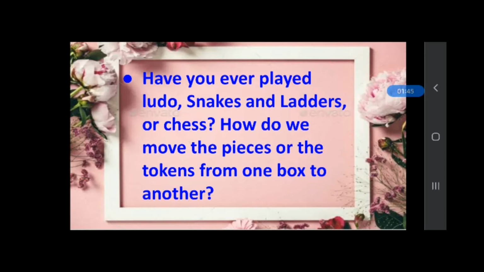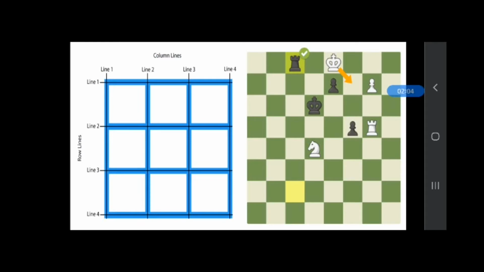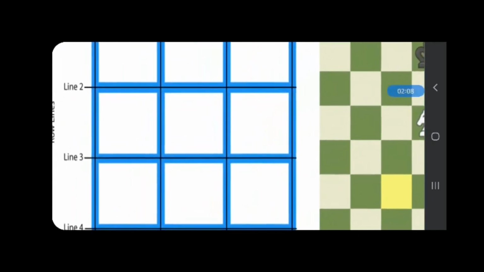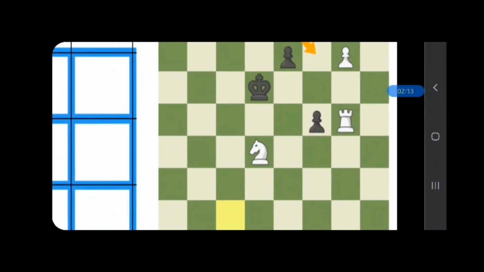And today we will learn about grids, which resemble a chess board, and we will learn how to find different places on a map with the help of grids. This is your topic for today, finding places. And grids look like this. This is a grid and it resembles a chess board. Okay.